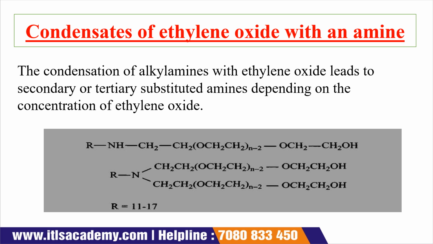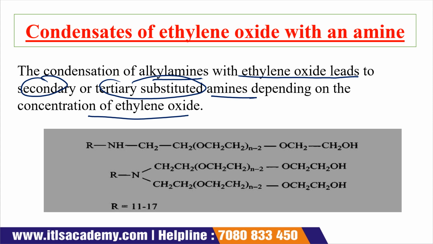Now the next is condensate of ethylene oxide with an amine. The condensation of alkyl amine with ethylene oxide leads to a secondary or tertiary substitution of the amine, and it totally depends upon the concentration of the ethylene oxide. So basically RNHCH2 CH2 (O CH2 CH2)n-1 OCH2CH2OH, or R-N with one branch attached CH2 CH2 (O CH2 CH2)n-2 OCH2 CH2OH, and in the other branch CH2 CH2 (O CH2 CH2)n-2 OCH2 CH2OH, where R is equal to C11 to C17. This is about the condensate of ethylene oxide.